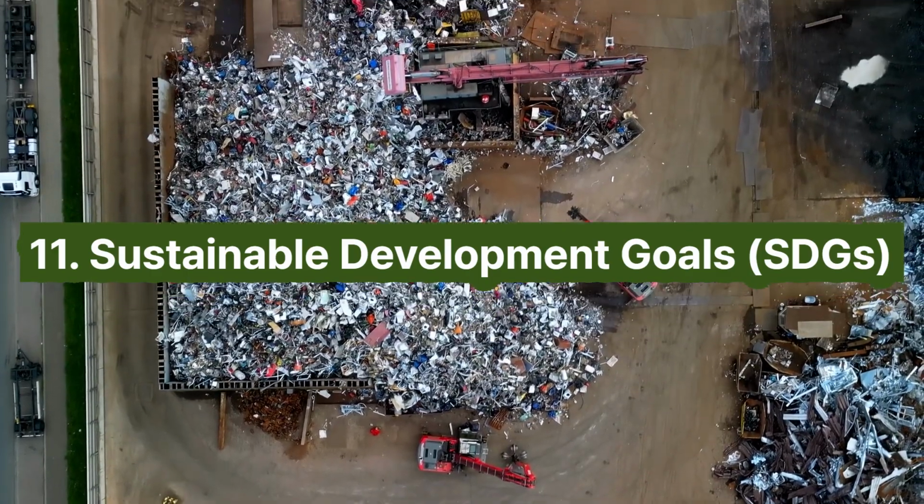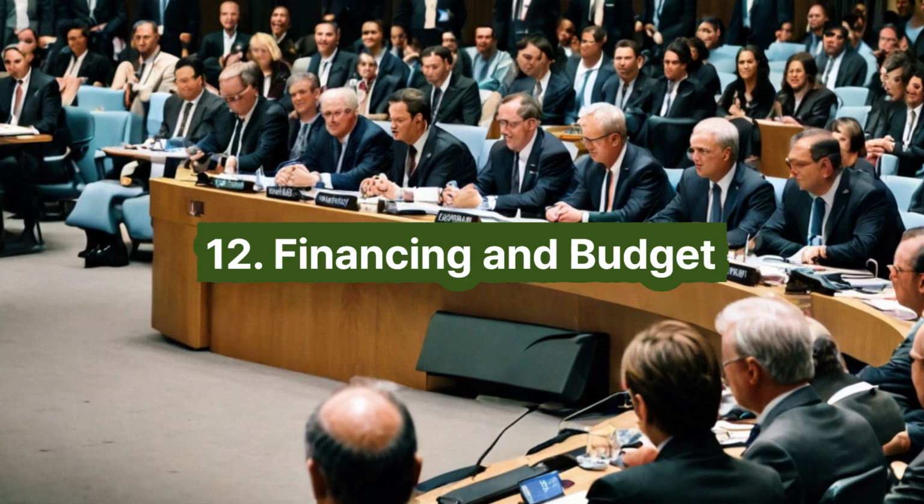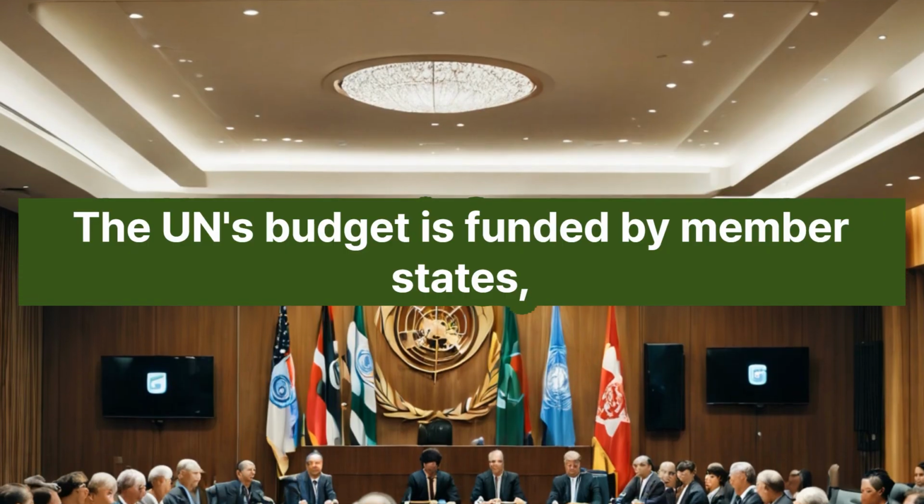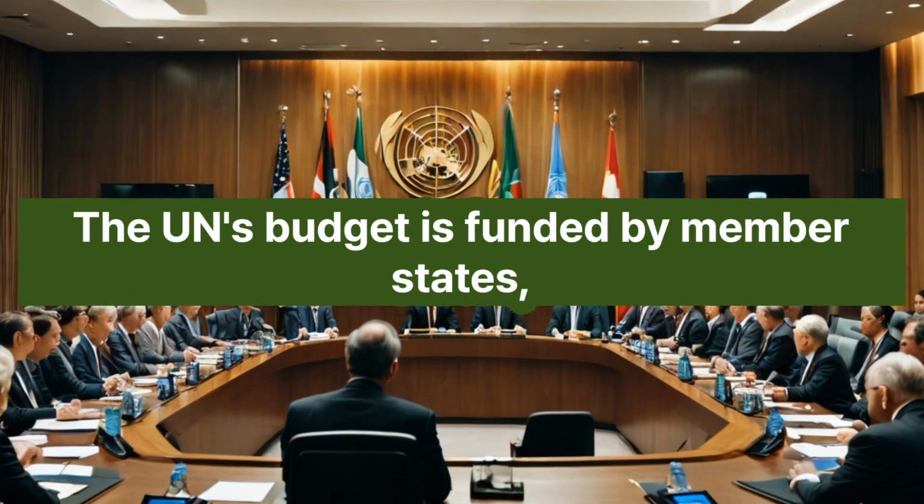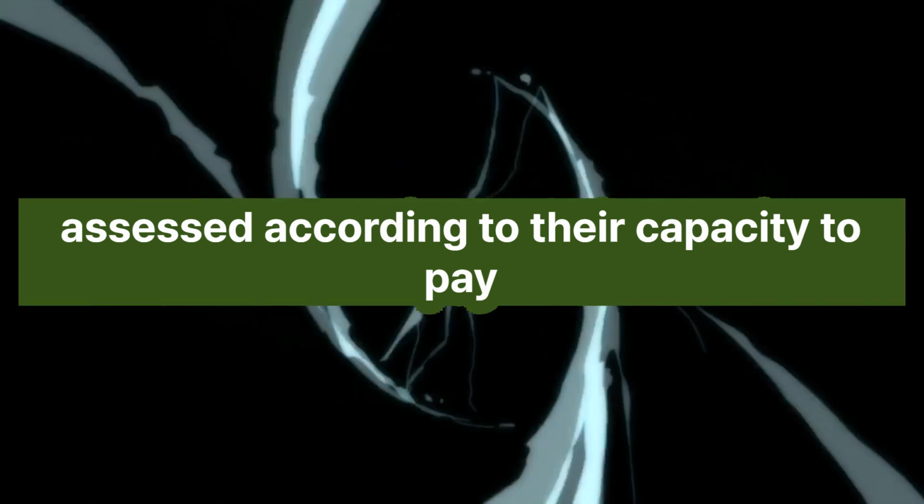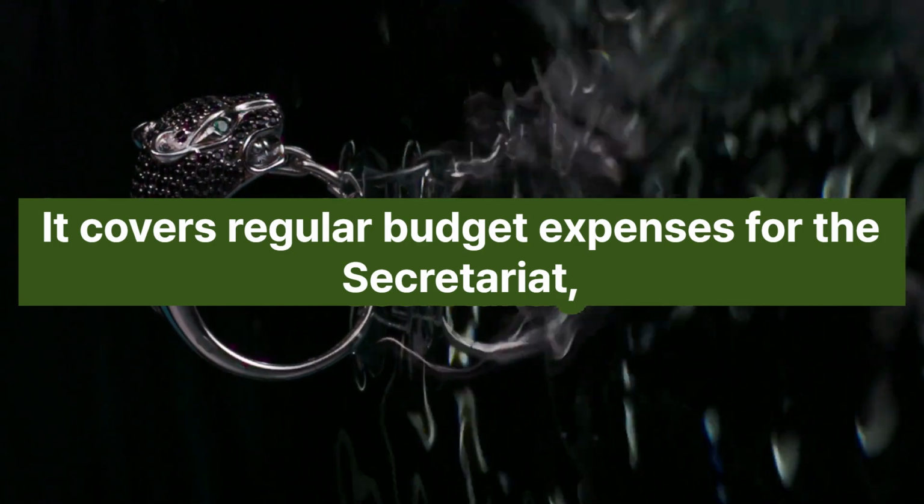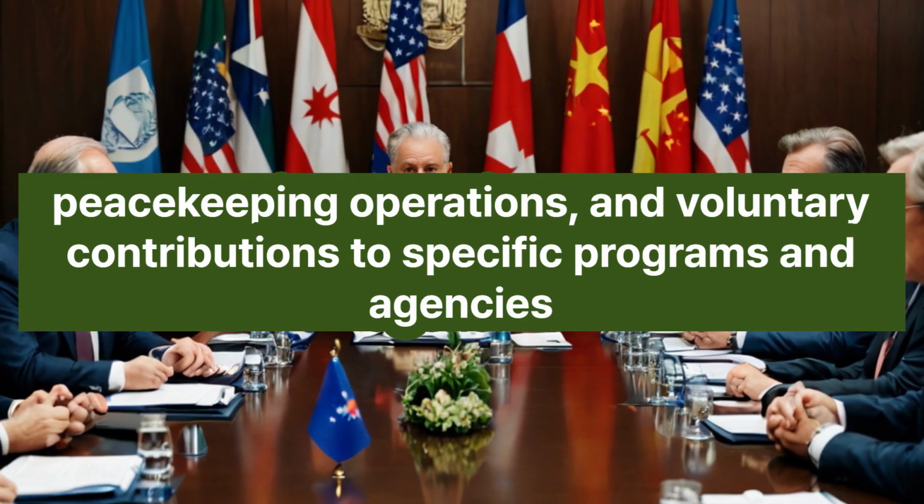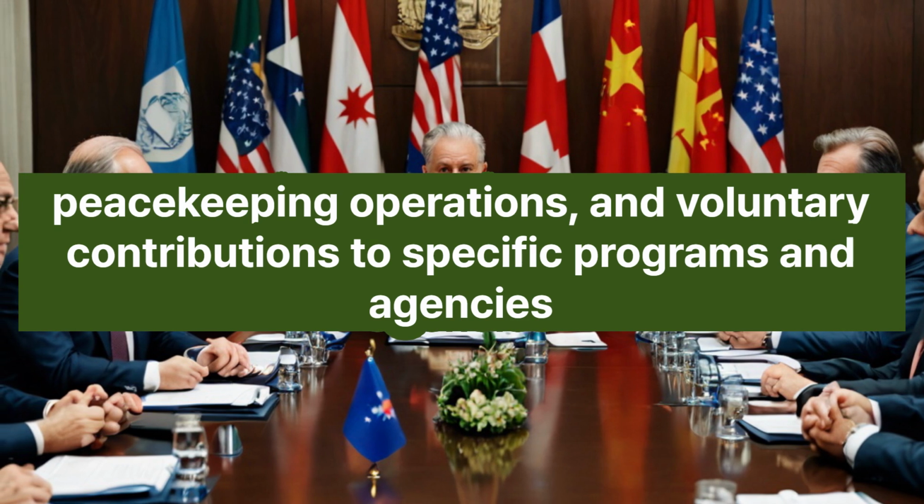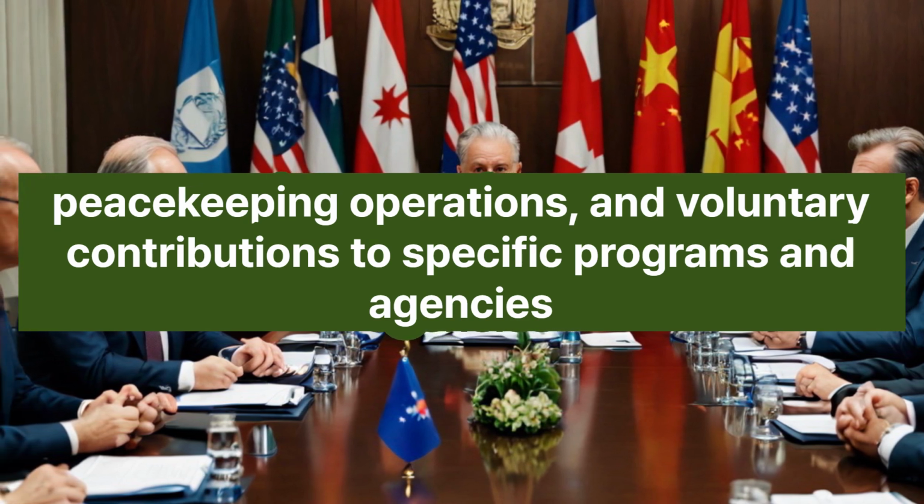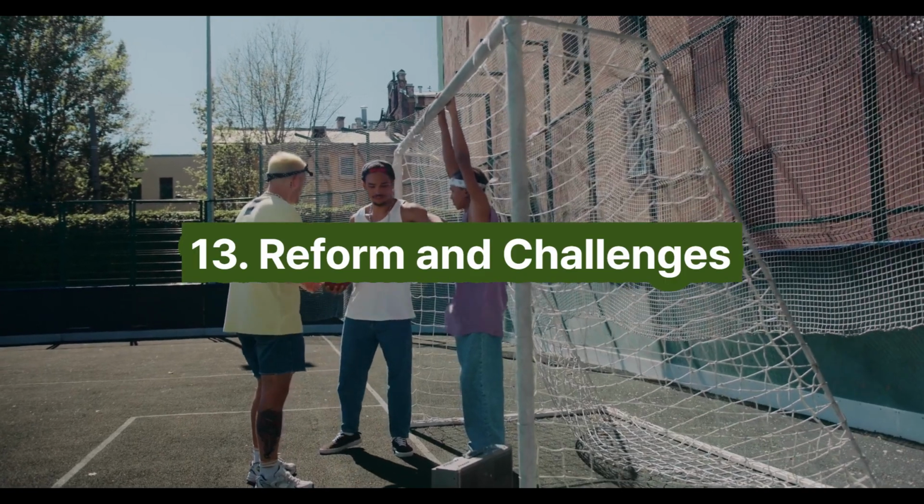11. Sustainable Development Goals, SDGs. 12. Financing and budget. The UN's budget is funded by member states, assessed according to their capacity to pay. It covers regular budget expenses for the Secretariat, peacekeeping operations, and voluntary contributions to specific programs and agencies. 13. Reform and challenges.